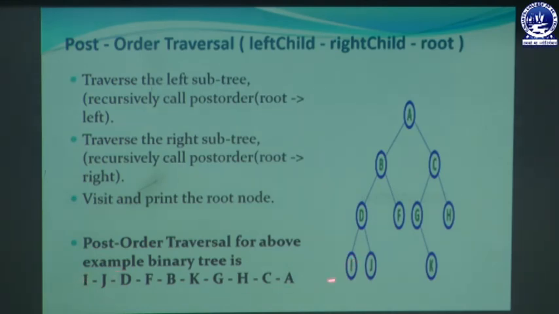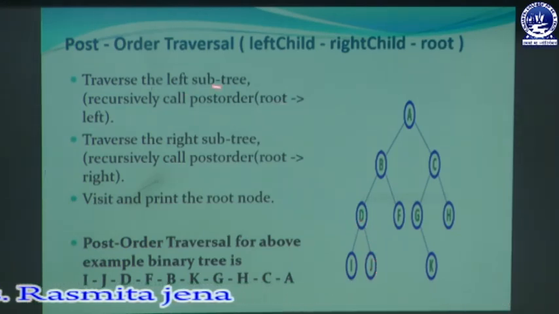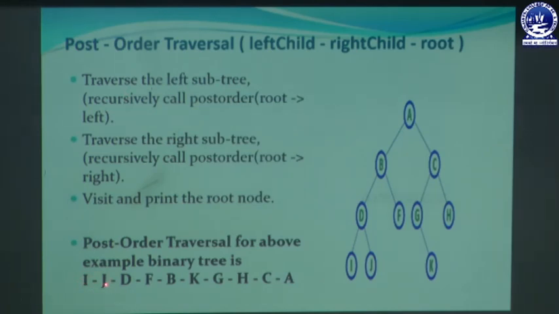After visiting I, as per the algorithm steps, we will visit the right subtree of this left subtree. The right subtree of this root node is J. So J is visited as per our post-order traversal. After I, J is visited, then we will visit and print the root node of this left and right subtree. I is the left subtree and J is the right subtree, and the root node of these two subtrees is D. So after visiting I and J, we will print D.